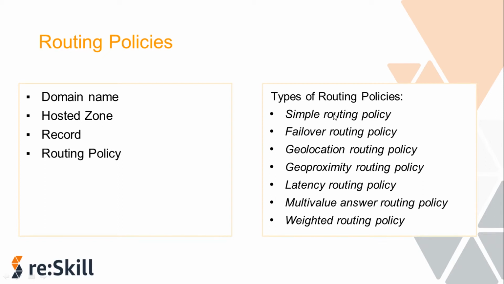The types of routing policies are: simple routing policy, failover routing policy, geolocation, geoproximity, latency-based routing policy, multi-value answer routing policy, and weighted routing policy. I'll be telling you about all of them one by one, and we will see how we can configure them on the console. So let's start looking into the policies one by one.